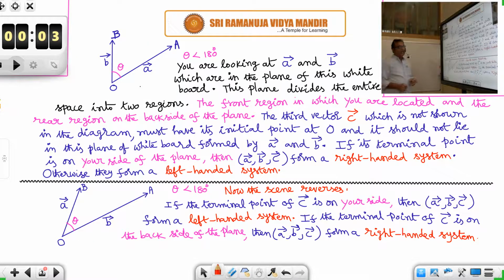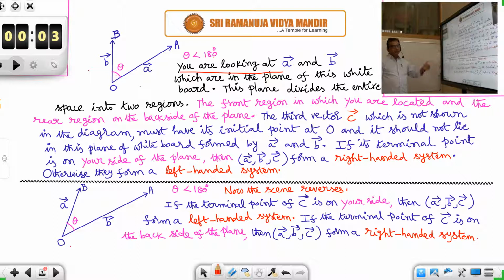I am further explaining here, taking two cases, two diagrams, to explain what is a right-handed system and what is a left-handed system. In the first diagram, OA bar is A bar, OB bar is B bar, O is the common initial point, and theta, which I have marked here, is less than 180. I have not shown C bar; the C bar vector is not shown in the diagram. Now please read carefully. You are looking at A bar and B bar, which are in the plane of this white board.